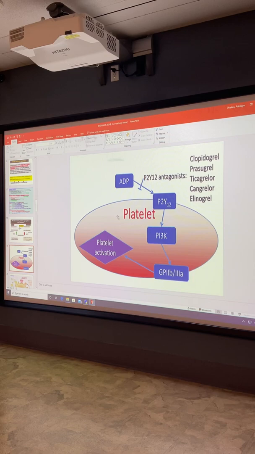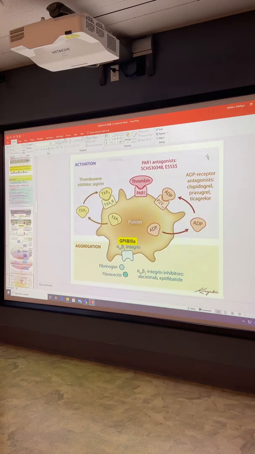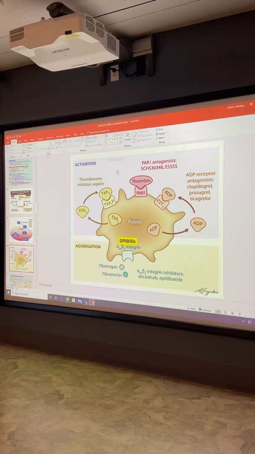So when ADP is released from the platelet and goes out of the platelet, the same ADP goes to stimulate this receptor on the surface and therefore causes this to occur. If you want to antagonize platelet activity, therefore, you can use antagonism of this receptor, because if you antagonize this receptor, you are not going to get the GP2B3A receptor to do its work, and therefore there's not going to be platelet activation. What are these P2Y12 antagonists? You have clopidogrel, you have prasugrel, you have ticagrelor, you have cangrelor, you have elinogrel, a number of the grels and the grelors.